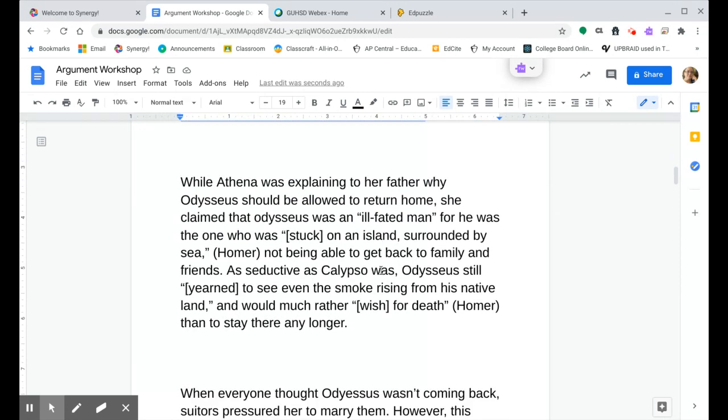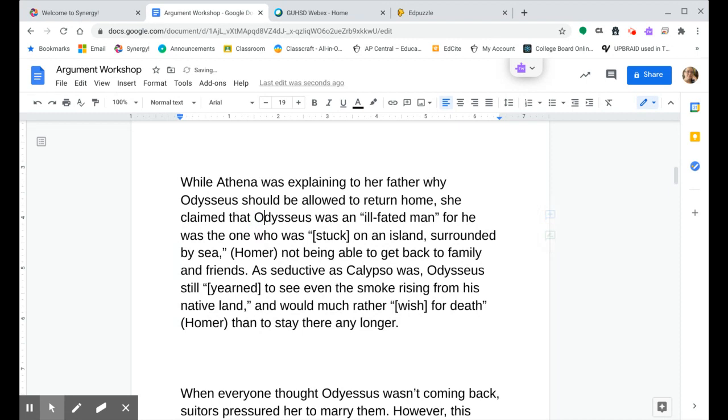While Athena was explaining to her father why Odysseus should be allowed to return home, she claimed that Odysseus, please capitalize names, drives me crazy. She claimed that Odysseus was an ill-fated man, for he was the one who stuck on an island surrounded by the sea, not being able to get back to family and friends. As seductive as Calypso was, Odysseus still yearned to see even the smoke rise from his native land, and would much rather wish for death than to stay there any longer.